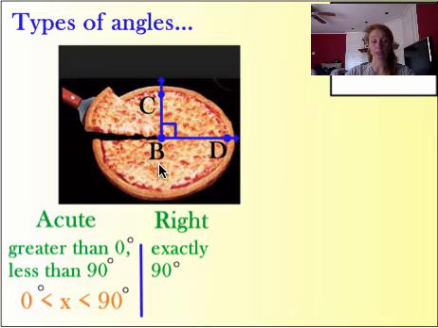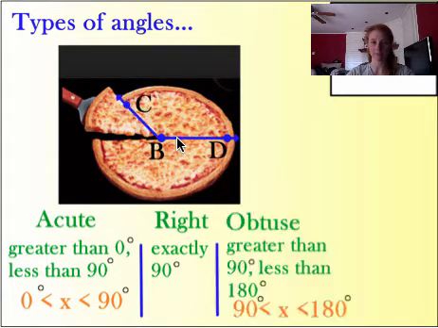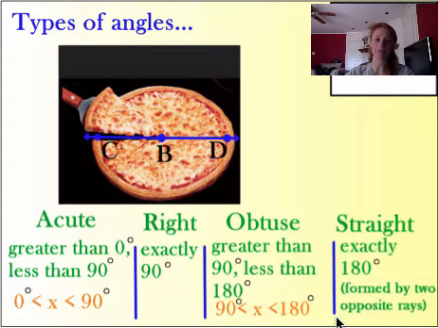The next type of angle we're going to look at is the right angle, and it measures exactly 90 degrees. We use this perpendicular symbol to say that this angle is 90 degrees. An obtuse angle measures greater than 90 degrees, but less than 180 degrees. So here is an example of an obtuse angle. And then finally, a straight angle measures exactly 180 degrees. And it's formed by two opposite rays, which we've learned, and it forms a line.